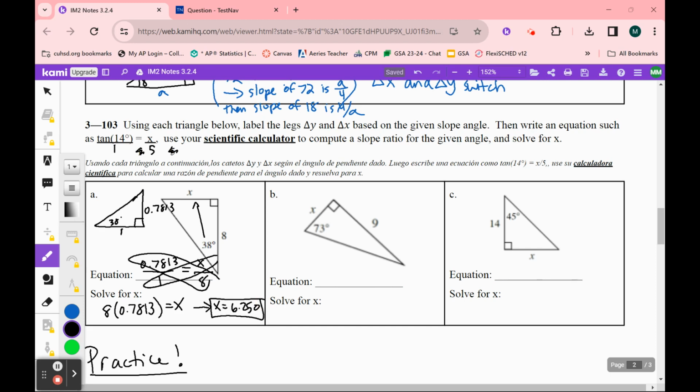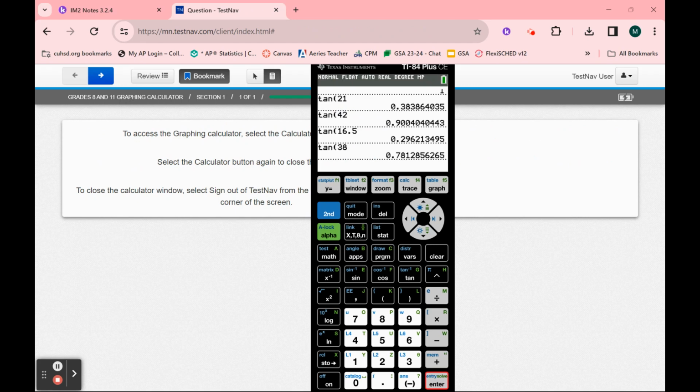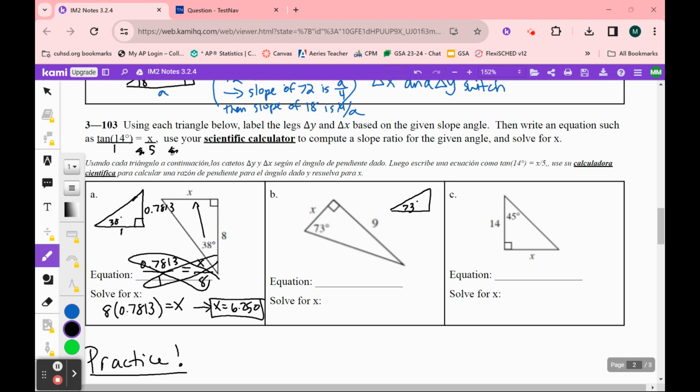Okay, another problem. Again, I'll draw my slope triangle. I'm doing a 73-degree angle, and I want to know the slope. So to get the slope, I say tan of 73, and that's 3.2709. I'm rounding. 3.2709. The run is always 1.